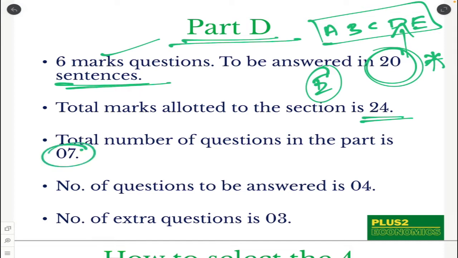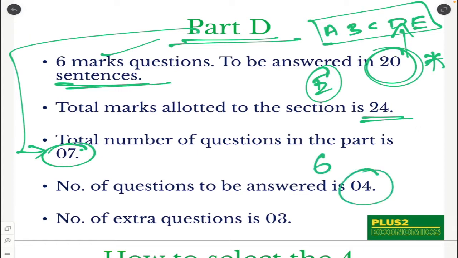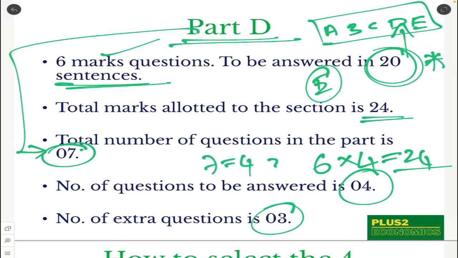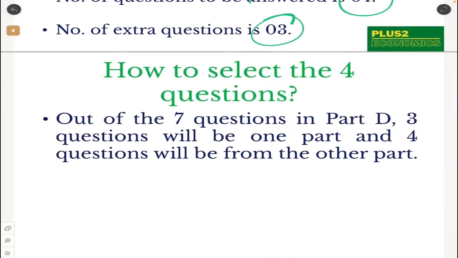In total, 7 questions will be asked in part D for us, and out of that, we should answer 4. So 6 marks questions, 4 questions to be answered, so it makes 24. So the number of extra questions will be 3. It means that out of 7 questions, we should answer 4 of them and we can leave out 3 questions. That is what is to be understood by us even before we attempt part D.